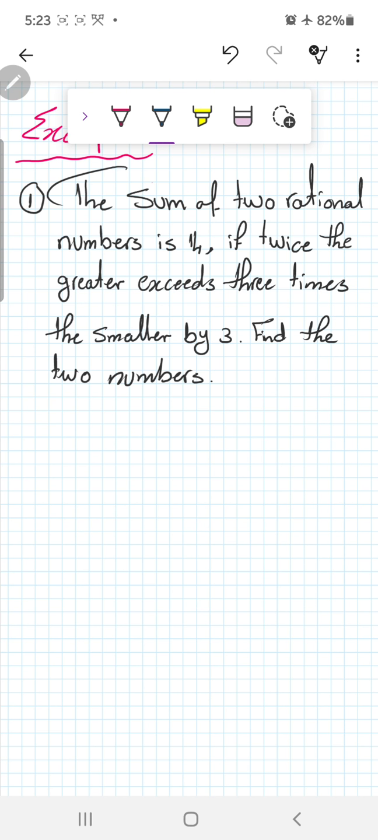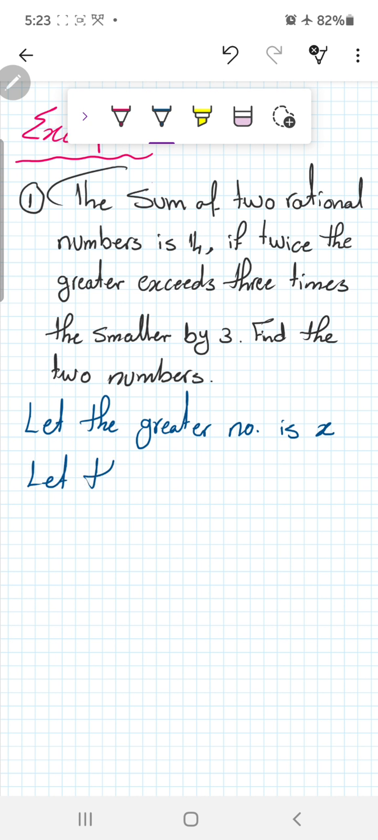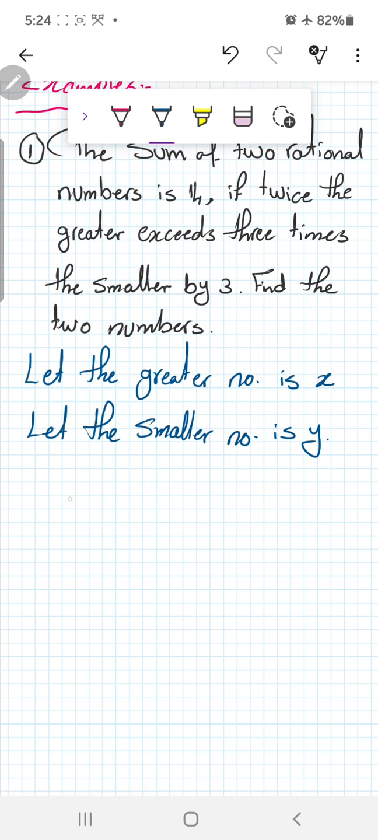First, we suppose that the greater number is x and the smaller number is y. And read it again. The sum of two rational numbers is 14. It means the sum of x and y is 14. So we have the first equation, which is x plus y, sum means plus, equals 14. And this is equation number 1.